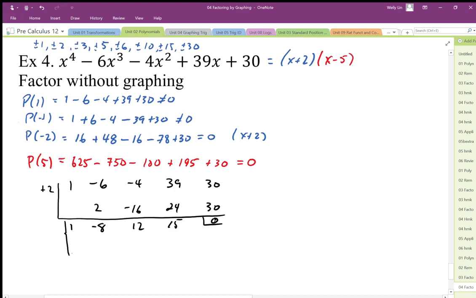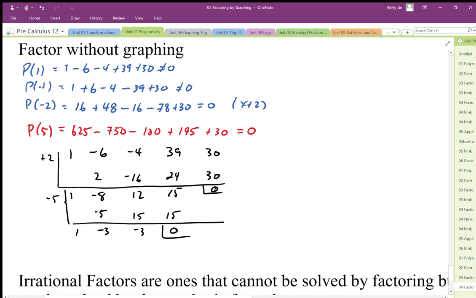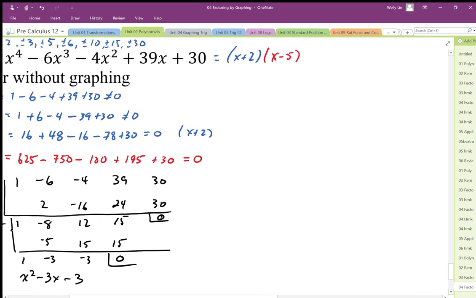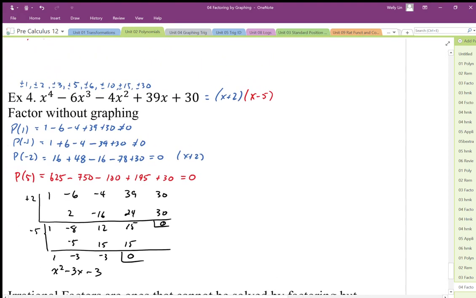Do it again. Okay, I'm going to use a minus 5 this time. So I get minus 3, you get plus 15. Okay, so there's my 0. And I end up with x squared minus 3x minus 3. So there's my quadratic factor. Just going to put it into there. So this is my quadratic factor, x squared minus 3x minus 3.